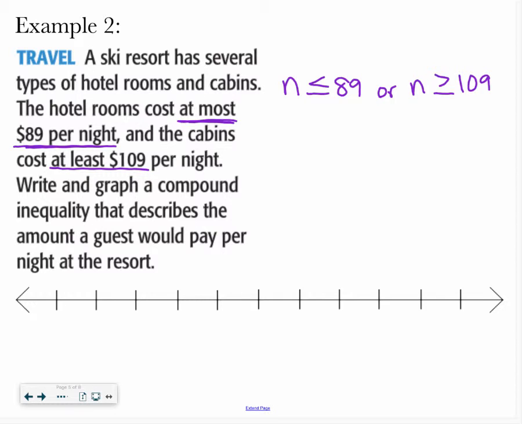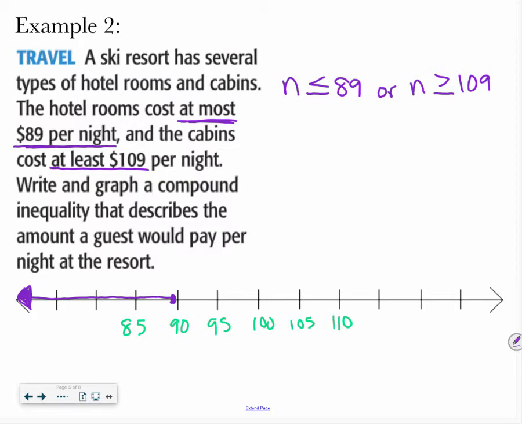So now what I do is I go through and I graph that on my number line. So I have, let's just say this is like 85, 90, 95, 100, 105, 110, and we have 89. We'll say is right about there. And N is less than or equal to 89. That means this is going to point out in this direction.